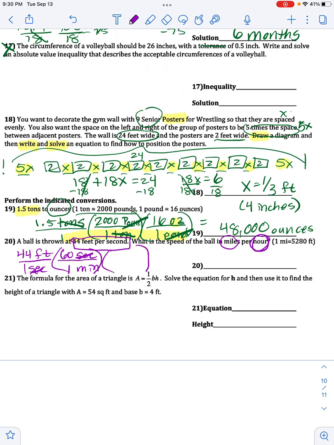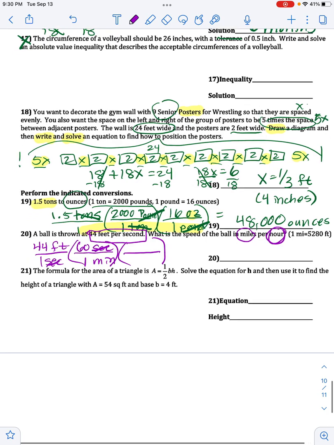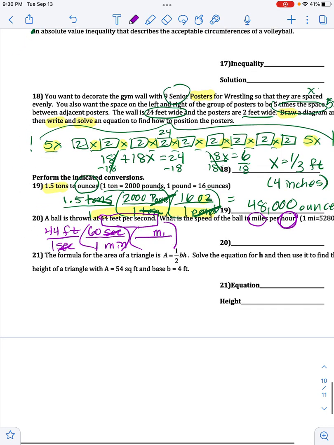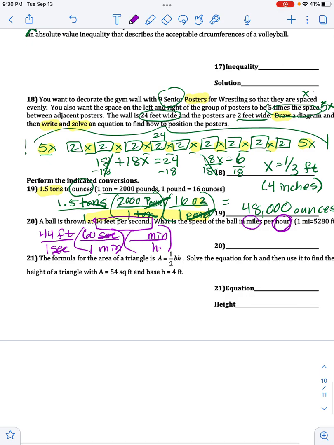I'm working on time. If the minutes are on the bottom and I want them to cancel out, I'm going to put the minutes on the top. And the thing I'm trying to get to is hours, so I need to have hours on the bottom. And the conversion between minutes and hours, as you know, is 60 minutes per 1 hour. So the minutes on the bottom cancel the minutes on the top, and I actually am done with the per hour part because I have the hours on the bottom.